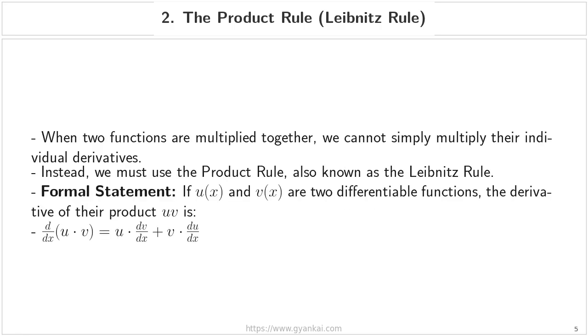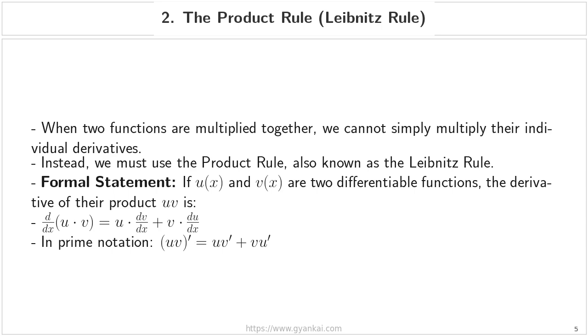To put this into a formal statement, if we have two differentiable functions, u of x and v of x, the derivative of their product, u times v, with respect to x, is equal to the first function u multiplied by the derivative of v with respect to x, plus the second function v multiplied by the derivative of u with respect to x. If you prefer using the more concise prime notation, this is written as the derivative of uv equals uv prime plus vu prime. In the next slide, I will provide a real-world analogy to help you visualize why we need this specific process, rather than just multiplying the derivatives.